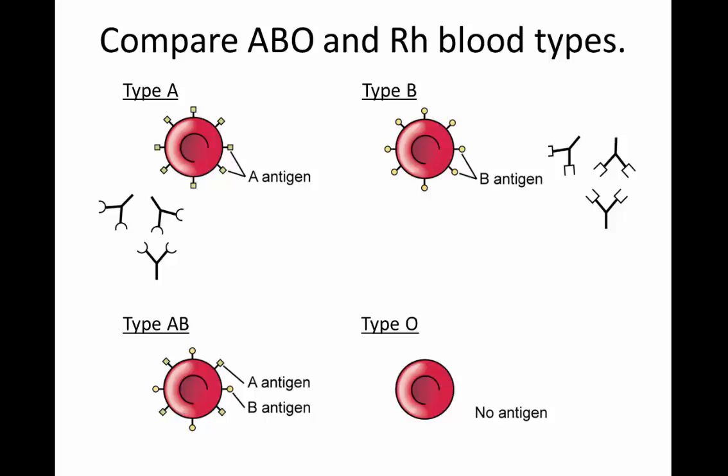A person with type AB blood will actually have no antibodies to either type A or B, because if they did, they would attack their own blood, because their cells have A antigen and B antigen on the surface. Type O has no antigen on the surface from the ABO system, and so they produce both anti-A and anti-B antibodies. And so if you were to put any of these other blood types into a type O person, they would form antibodies and attack that blood type.